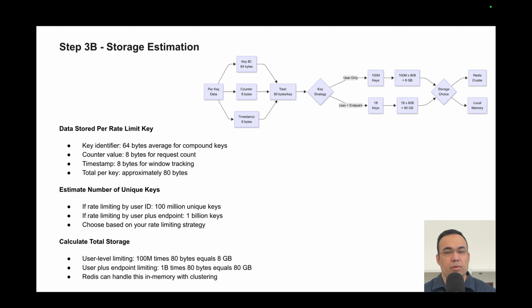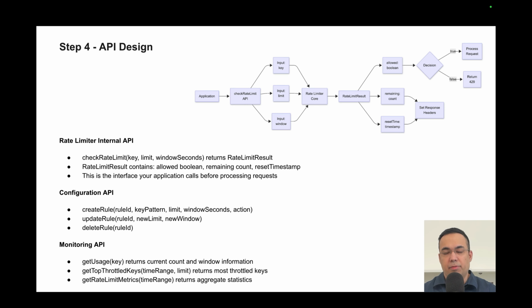Redis can handle this in memory with clustering, though 80 gigabytes would require a multi-node cluster. The key insight is that the storage estimate helps us choose the right infrastructure. 8 gigabytes fits on a single Redis instance, whereas 80 gigabytes will require a Redis cluster. These are very different operational complexities. Now let's move into step 4, which is API design.